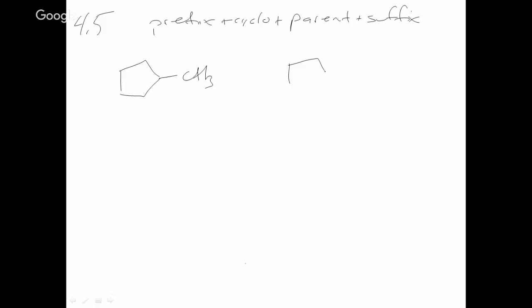Let's draw it a different way. Oops. Sorry. Let's put the methyl group over here. Doesn't matter. It's automatically the one position, and you don't want to write it. Okay. Methyl cyclopentane. Methyl cyclopentane. Now let's do one with 2 substituents.